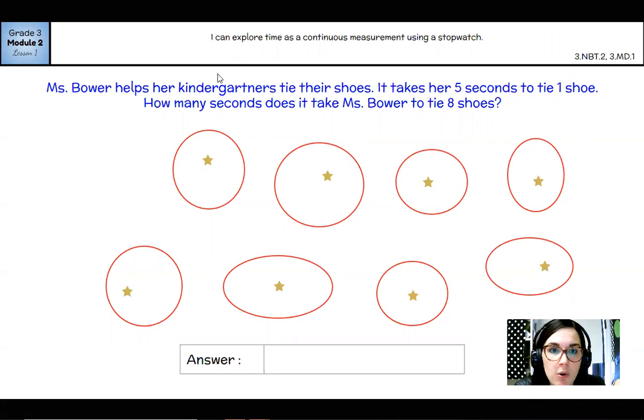Okay, so what I just did is if I have 8 groups and I have 5 in each group, that's going to give me 40 altogether. So I did 8 times 5 or 5 times 8. If we think of the commutative property, we know they can switch, equals 40.